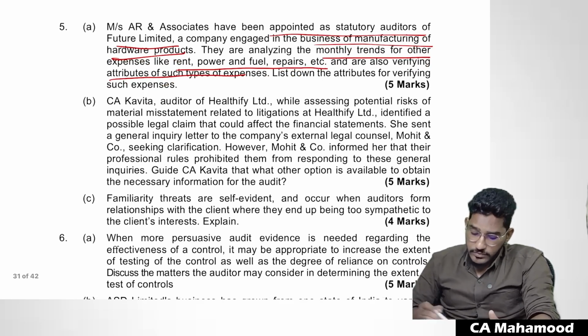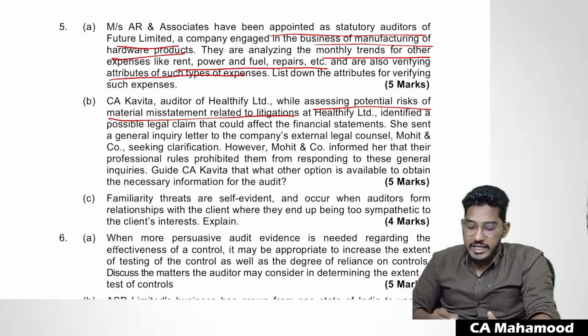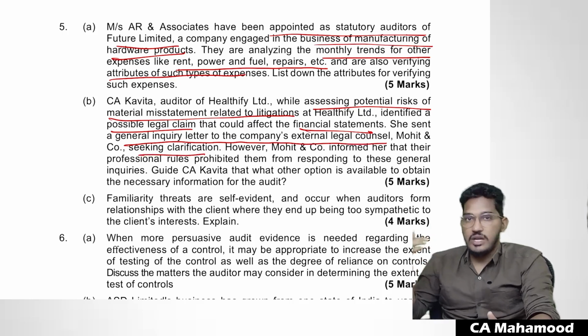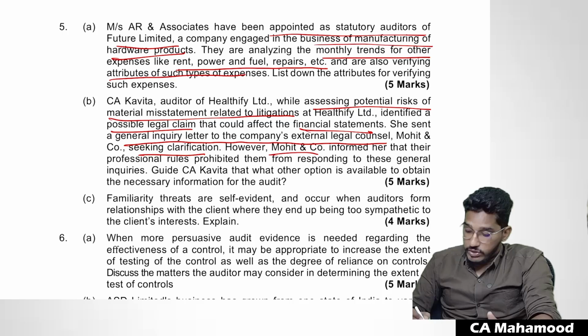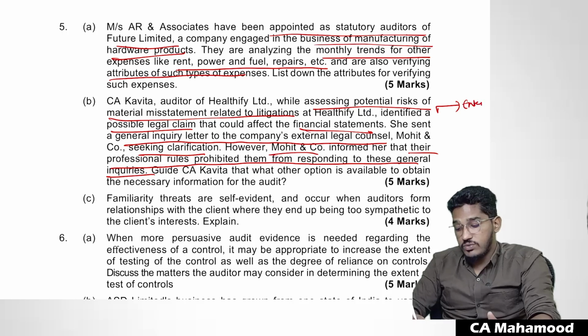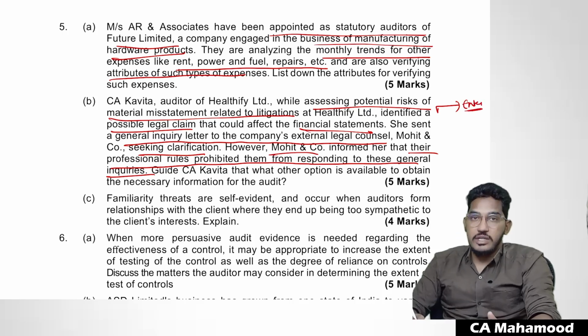Next. CA Kavita, auditor of Healthify Limited, while assessing potential risk of material misstatements related to litigations at Healthify Limited, identified a possible legal claim that could affect the financial statements. She sent a general inquiry letter to the company's external legal counsel, Mohit and Company, seeking clarification. Communication with the entity's external legal counsel. However, Mohit and Co. informed her that their professional rules prohibit them from responding to those general inquiries. So there is a restriction on the entity's external legal counsel to respond back to the general inquiries.